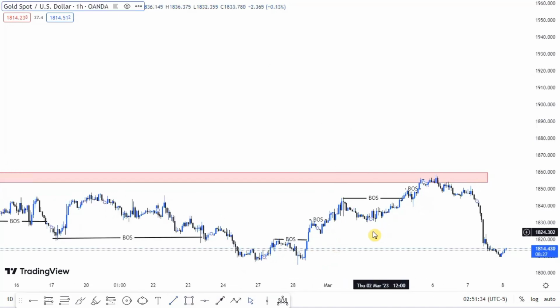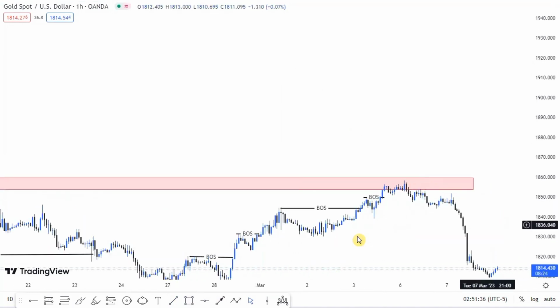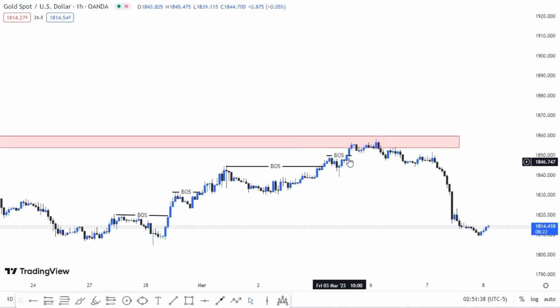So we also have a break of market structure, and that led to the creation of what? So guys, I want you to be patient, because I'm leading to something.